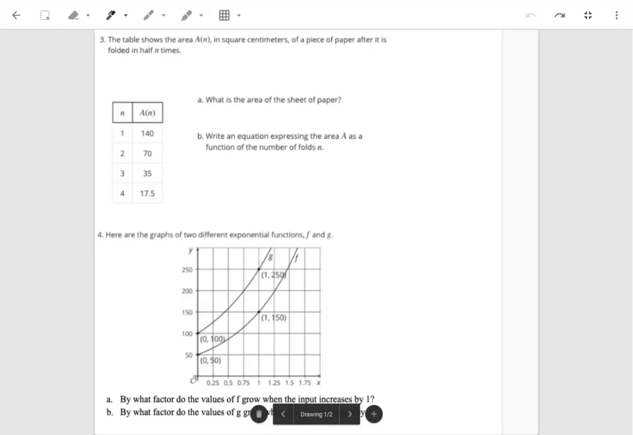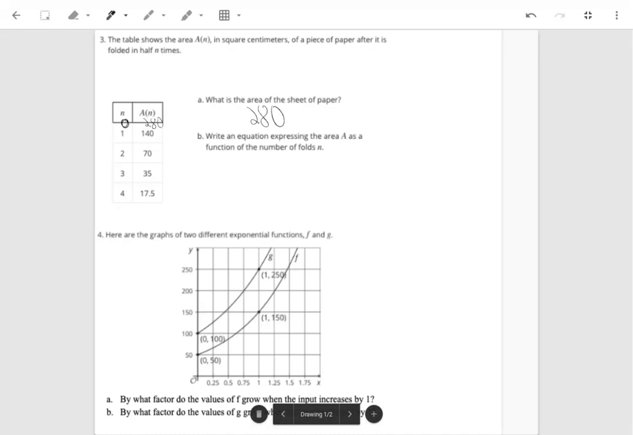So for part A, what is the area of the sheet of paper? In other words, what is the area of the paper before we've started folding? If I were to add a row and let n equal 0, what is the area of the paper with 0 folds? Well, we're just going to follow the pattern here. As we move down, 140 divided by 2 is 70, divided by 2 is 35, so on and so forth. So to keep that pattern true, the original piece of paper has to have an area of 280. So the area of the sheet of paper is 280.